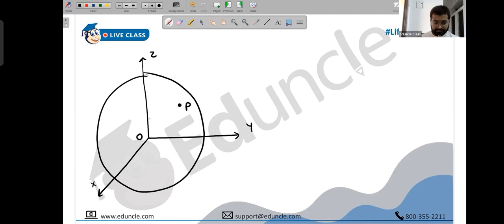This P has coordinates x, y, z, and also coordinates r, theta, phi. I just want you to recall what r, theta and phi were. r is nothing but the radius, basically the distance of point P from the center. What was theta? Theta was the colatitude, the angle with respect to the z axis. That's theta. Theta is called the colatitude.